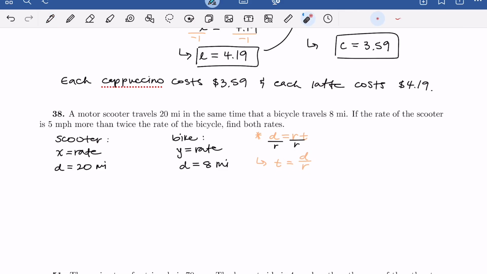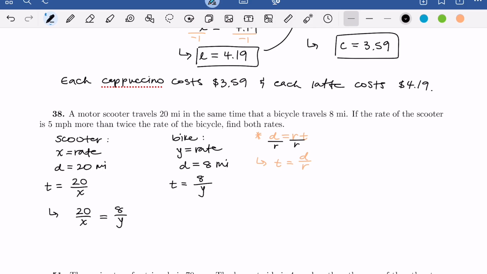So with this information, let's write an equation for both of these in terms of time. Meaning, for our scooter, the time traveled is going to be the distance traveled, which was 20 miles, divided by the rate of the scooter. And for our bicycle, the time traveled is going to be this distance divided by this rate. Now, remember how we were told that the scooter travels 20 miles in the same time that the bicycle travels 8? This means these times are going to be equal to each other. It took the same time for the scooter to travel this distance and for the bike to travel this distance. So what we can do then is set these two times equal to each other.